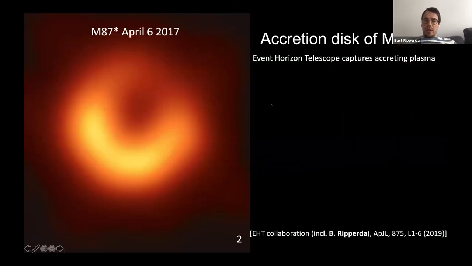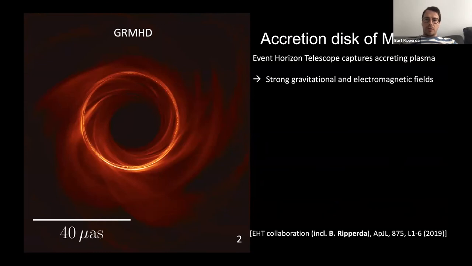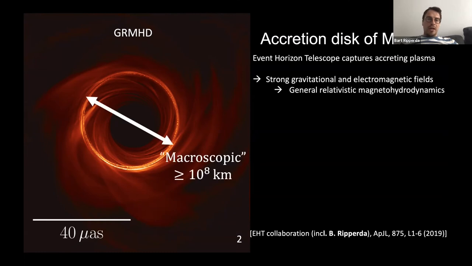Here we go. I will give you some motivation, but I think we can quickly go over it as it has mainly been covered. The EHT saw the accretion disk of M87 and captures the accreting plasma. There are strong gravitational and electromagnetic fields, so you need a general relativistic description, and the EHT typically uses magnetohydrodynamics for that, as you can see here on the left.